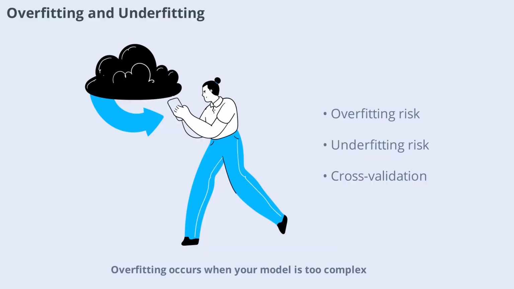Overfitting occurs when your model is too complex and captures noise instead of the underlying pattern. Underfitting happens when the model is too simple and misses important relationships. Both situations reduce the usefulness of your model. Use techniques like cross-validation and compare model performance on training and test data to avoid these pitfalls.